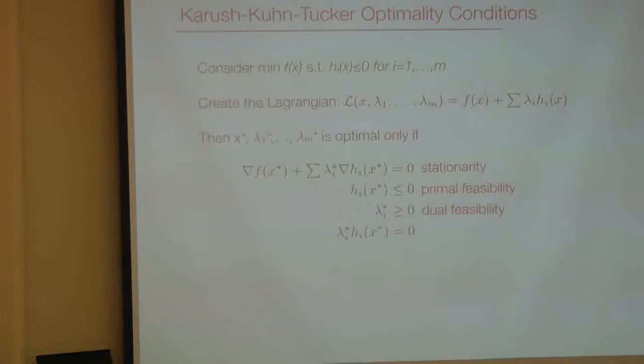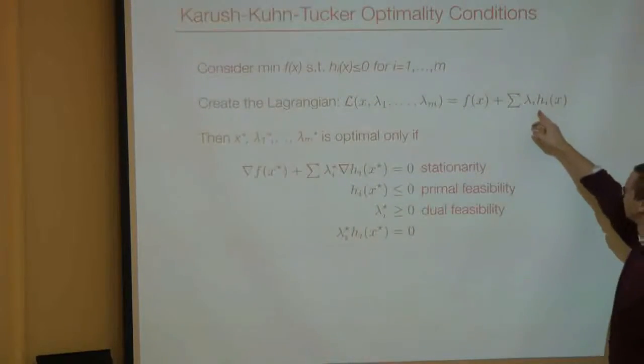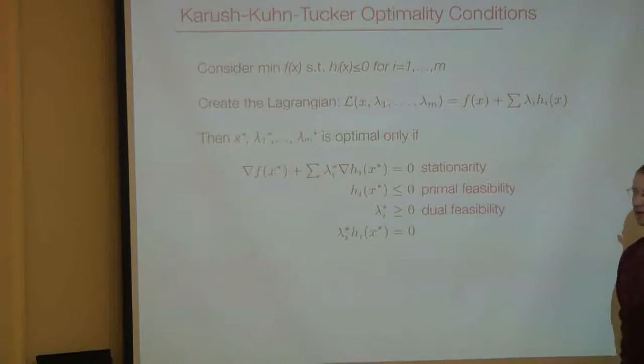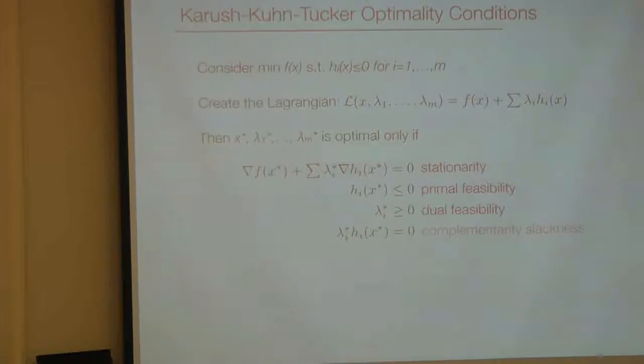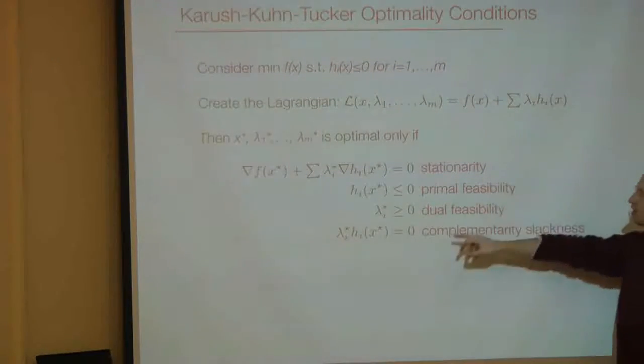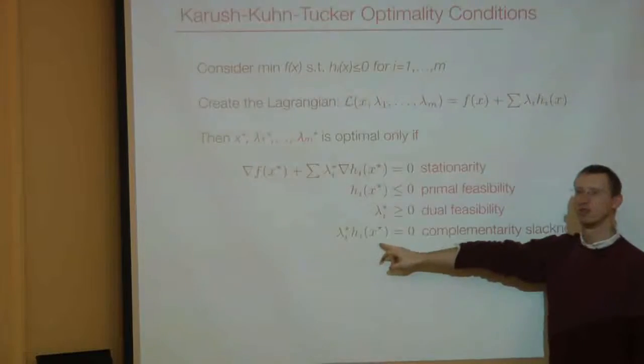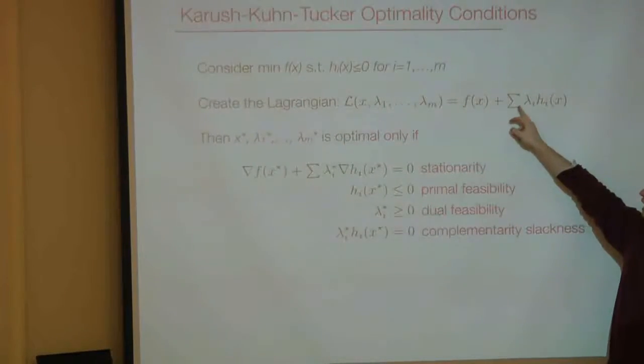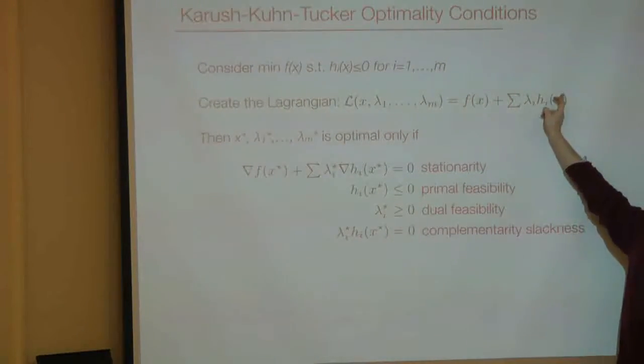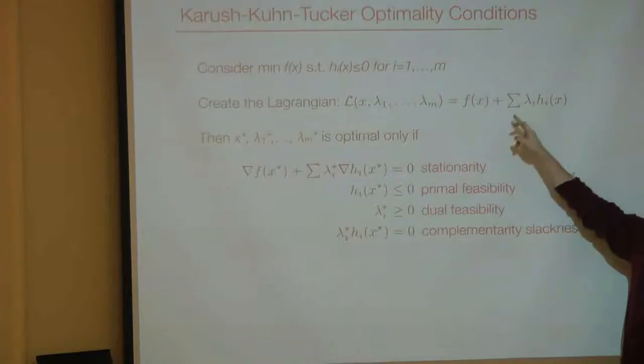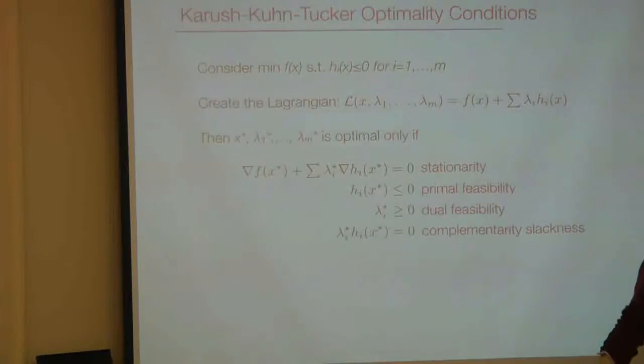And this last one is quite tricky. It says that the product of lambda times the constraint, for each constraint, must be equal to 0. And this condition has a very strange name. It's called the complementarity slackness. Essentially, you can probably see what happens here. Since this condition holds, the term in the Lagrangian is also 0. Right? So by solving the Lagrangian, we solve the original problem.